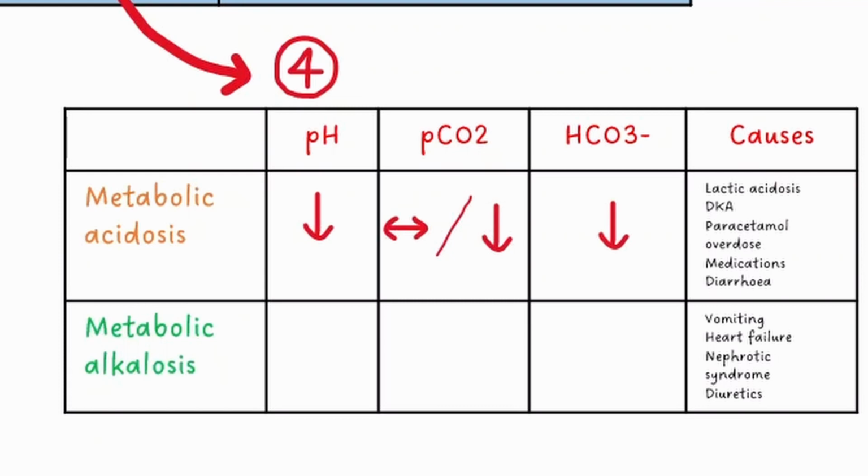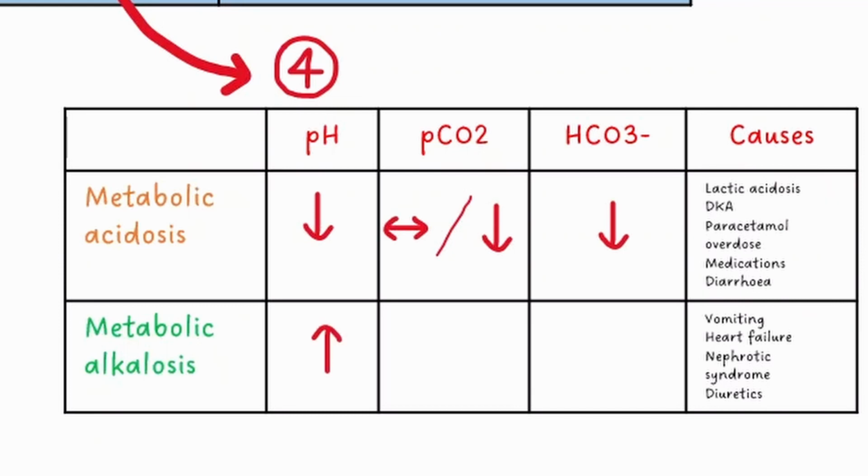Metabolic acidosis can occur when bicarbonate in the blood is used as a buffer in the presence of excessive acid. For example, in lactic acidosis, diabetic ketoacidosis, or paracetamol overdose. Alternatively, it can be low as a result of being lost by the body, for example, in diarrhea.